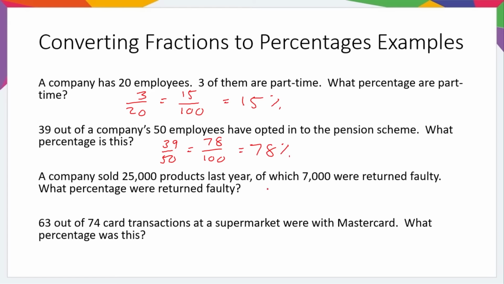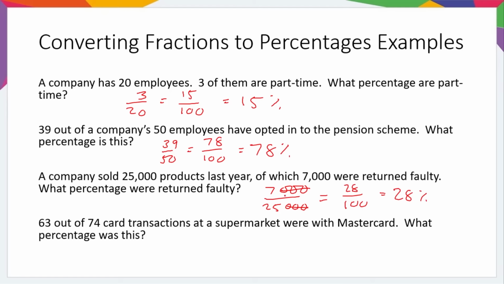With this next one, we've got 7,000 out of 25,000. Now we can simplify this fraction to 7 out of 25. It's still going to be the same percentage, and again, 25 times 4 is 100, so 7 times 4 is 28, so that is 28%.